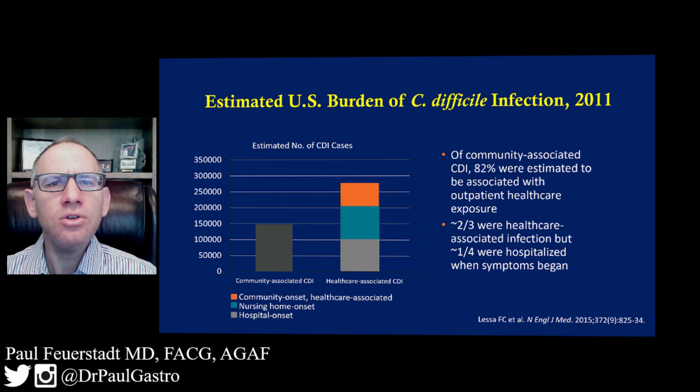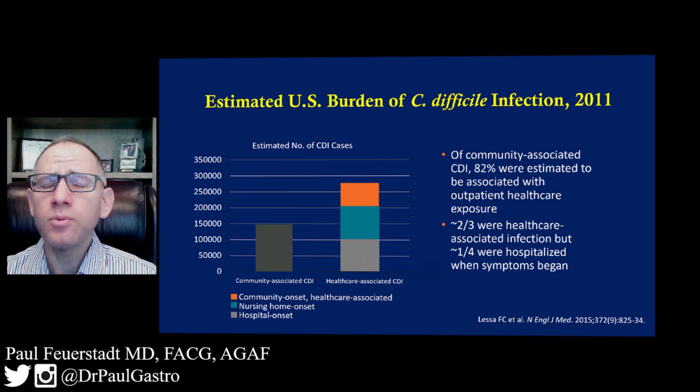Overall, looking at 2011 as a year, 453,000 patients were estimated to get C. difficile in the United States alone. Of those patients, it was estimated that approximately 2/3 had healthcare-associated infection, whereas 1/3 had community-associated infection. Community-associated infection being defined by individuals having the onset in the community or within 72 hours of admission to the hospital when they were not hospitalized within the previous 12 weeks.